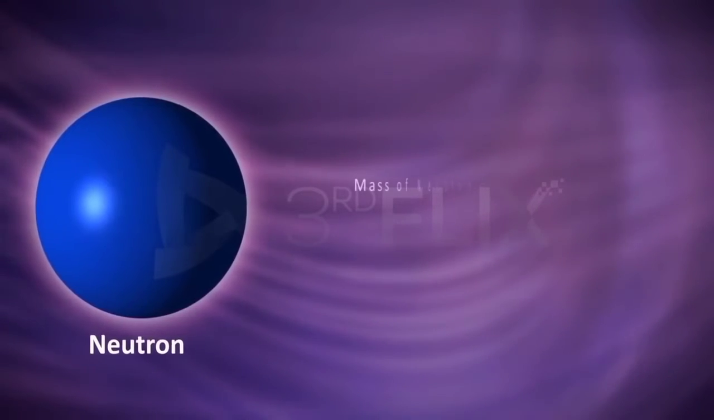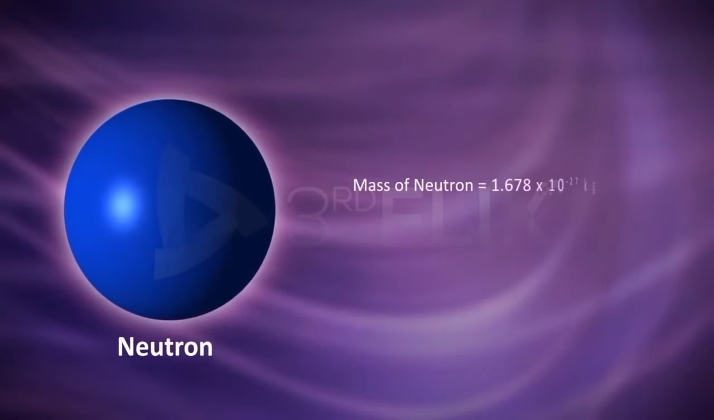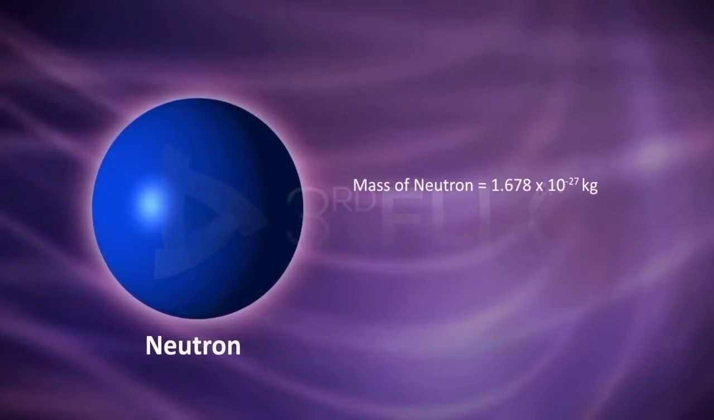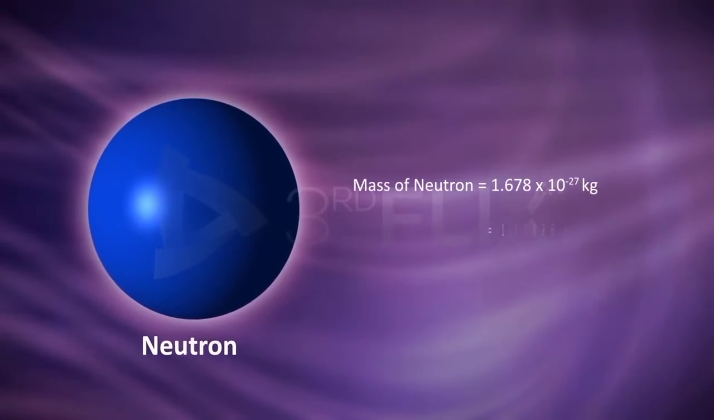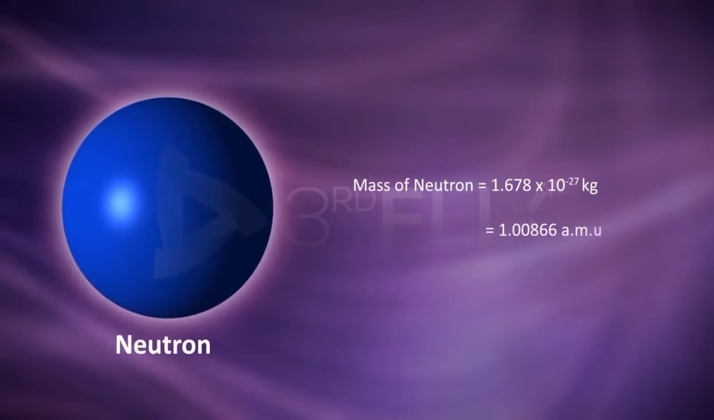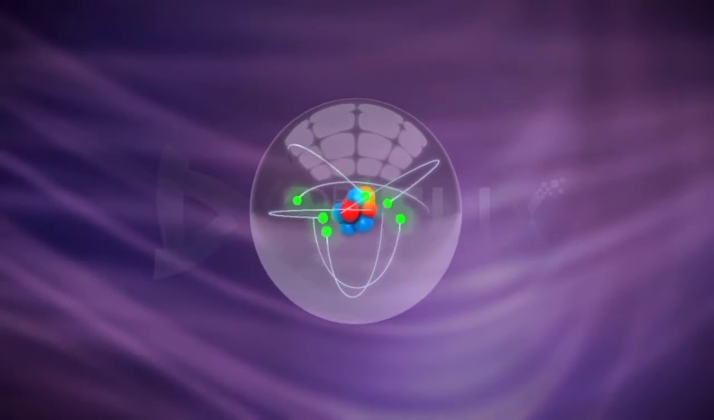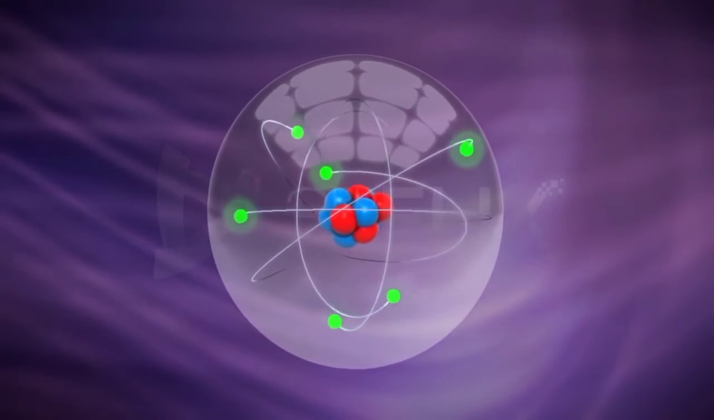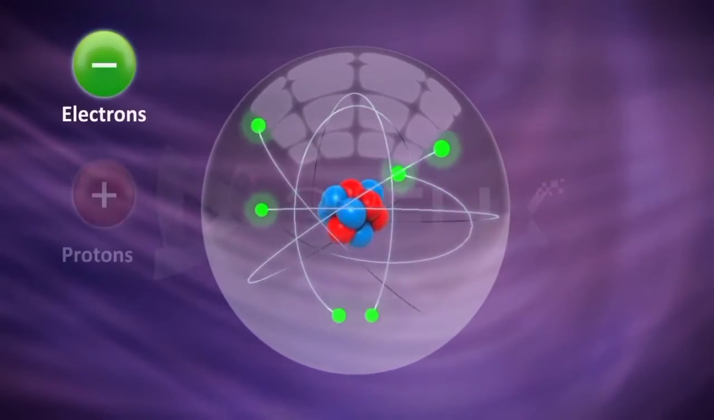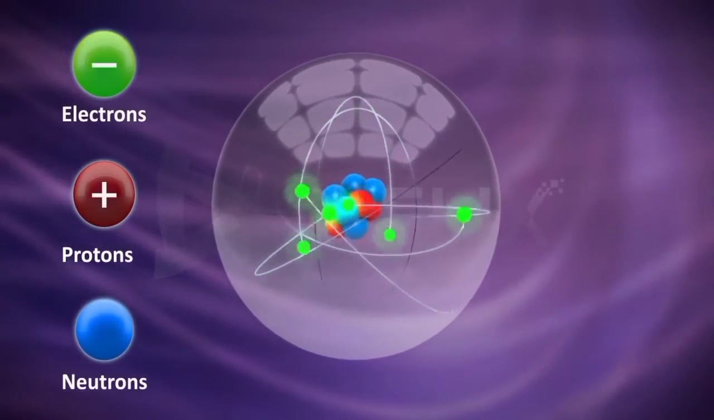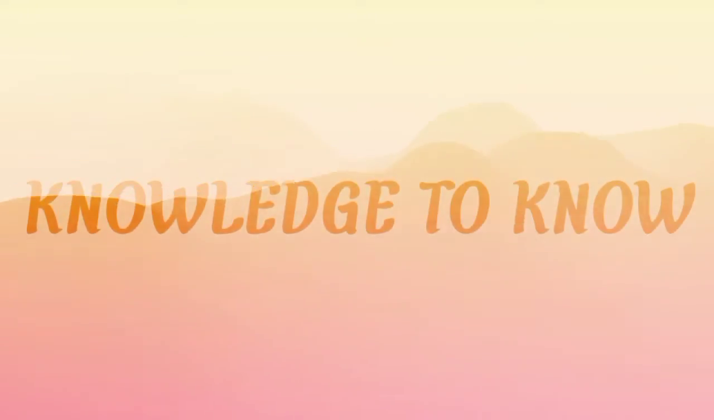The mass of the neutron was found to be 1.678 × 10^-27 kg or 1.00866 AMU. After the discovery of all subatomic particles, it was concluded that an atom is made of electrons, protons and neutrons. Knowledge to know.